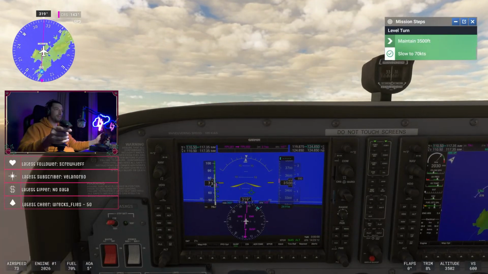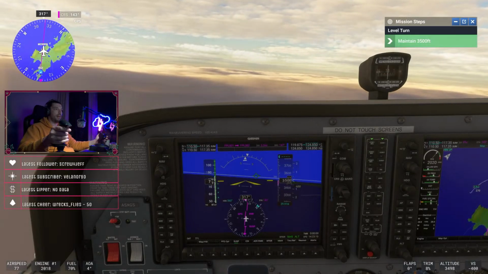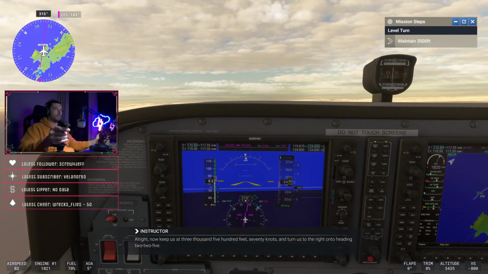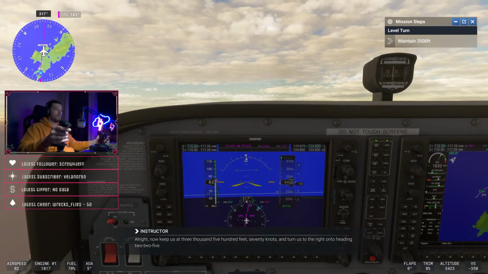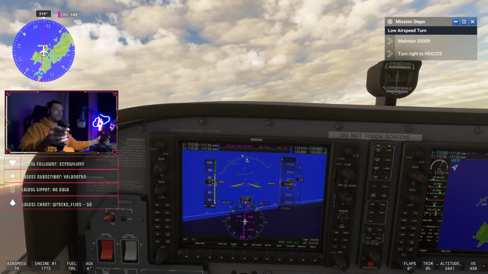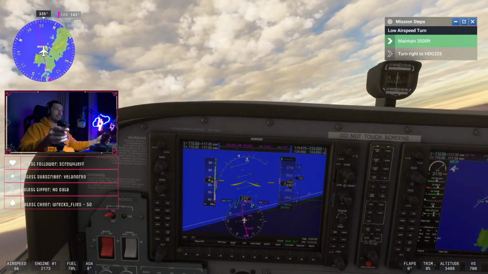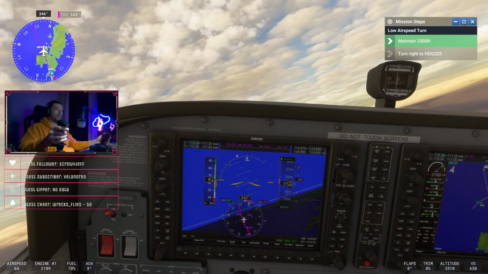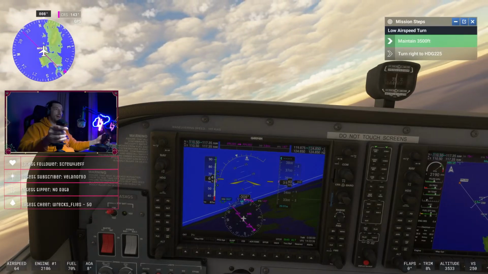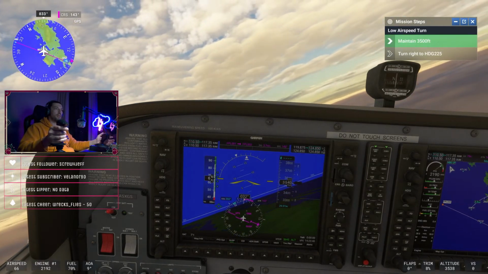Slightly. Alright. For a moment there, alright, now keep us at 3,500 feet, 70 knots, and turn us to the right onto heading 225. I got this. Look, now I'm doing good, actually. Now I start to get the grasp of it. Now the instruments are talking to me.